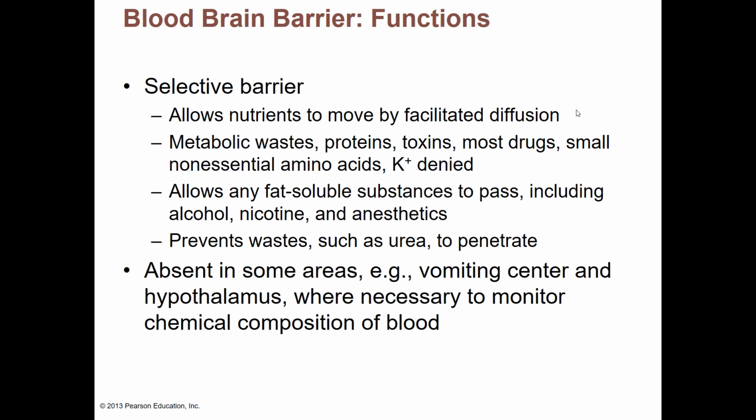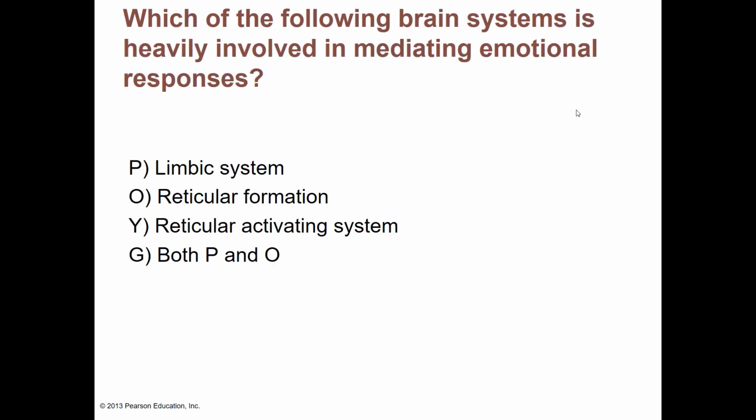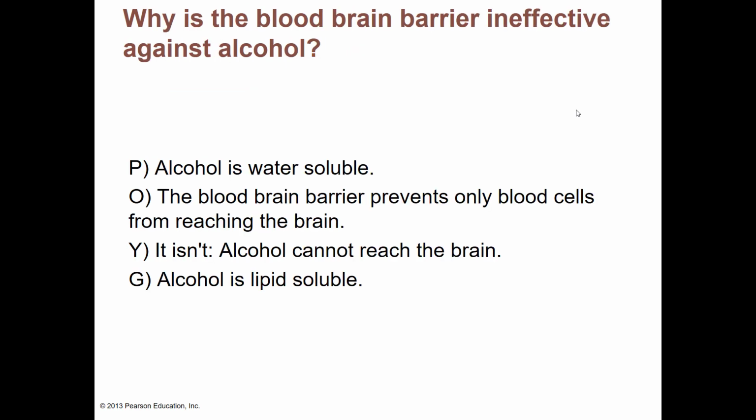Now, final review on here. Which of the following brain systems is heavily involved in mediating emotional responses? The biggest one is the limbic system. Limbic system, big emotional response. And then why is the blood-brain barrier ineffective against alcohol? Main reason, alcohol is a lipid-soluble substance, and so it can get across that blood-brain barrier, which means it's going to make us act different.